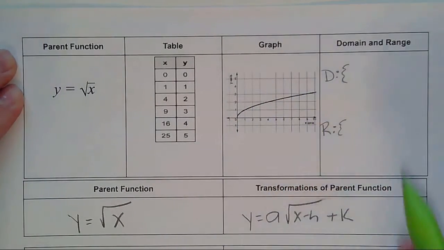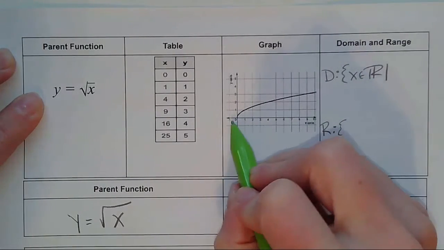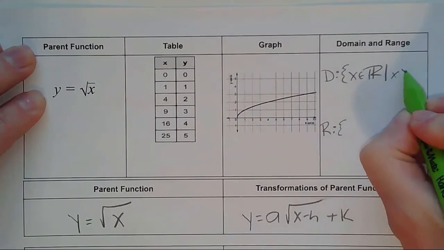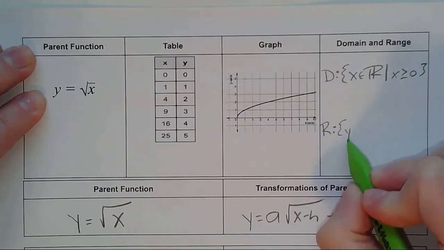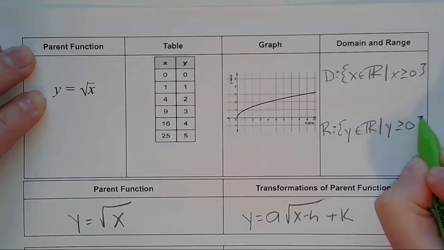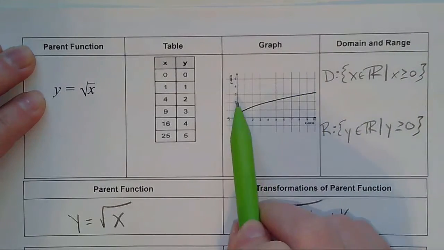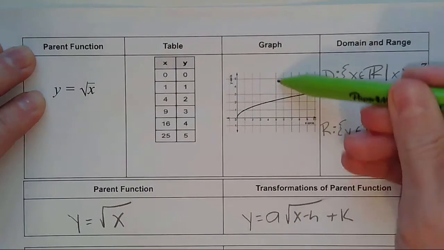That's how he looks. Domain is going to be all real numbers, except everything lower than 0. And then the range is the exact same thing. Y greater than or equal to 0. Those are my curly brackets. They look like 3s, whatever. So domain, everything from here over. Range, everything from here up.